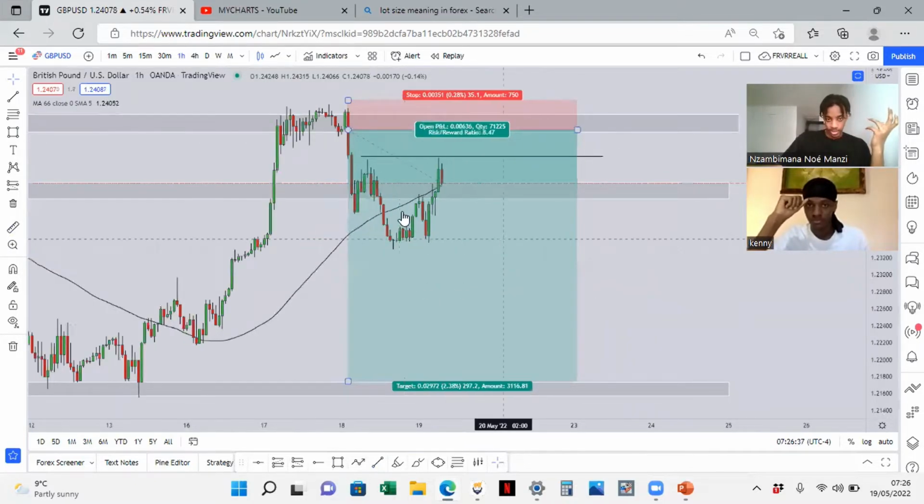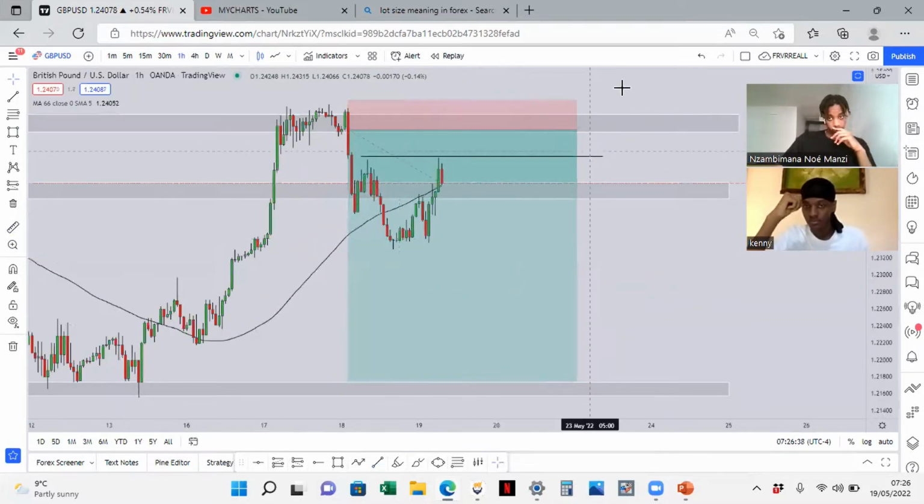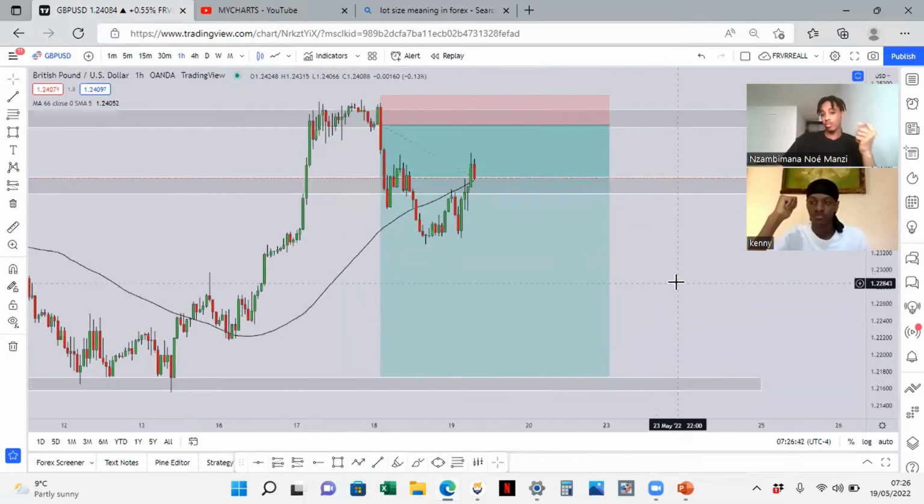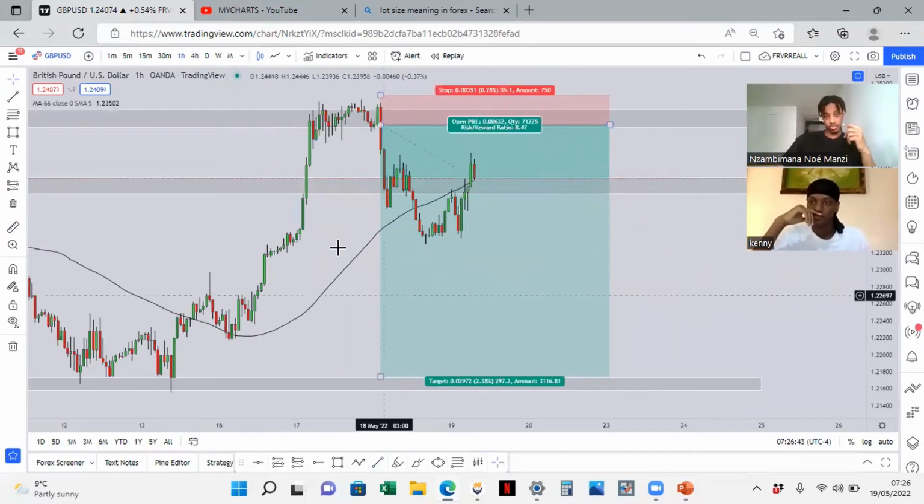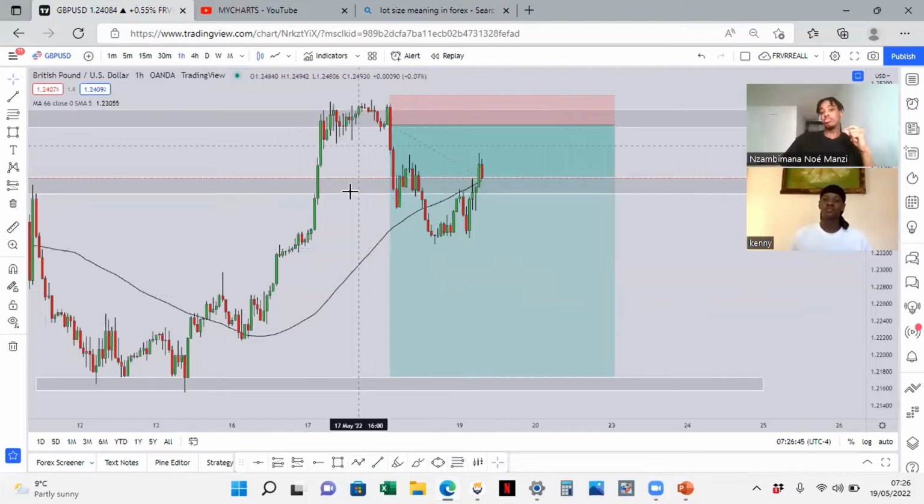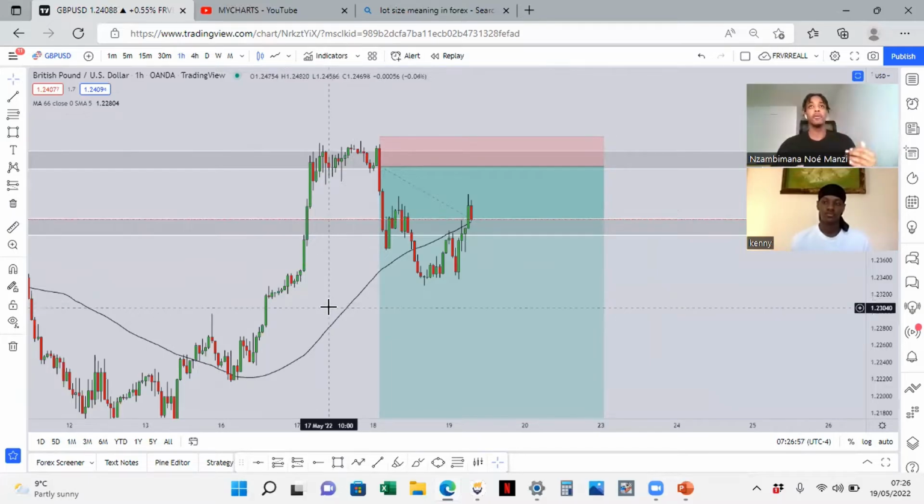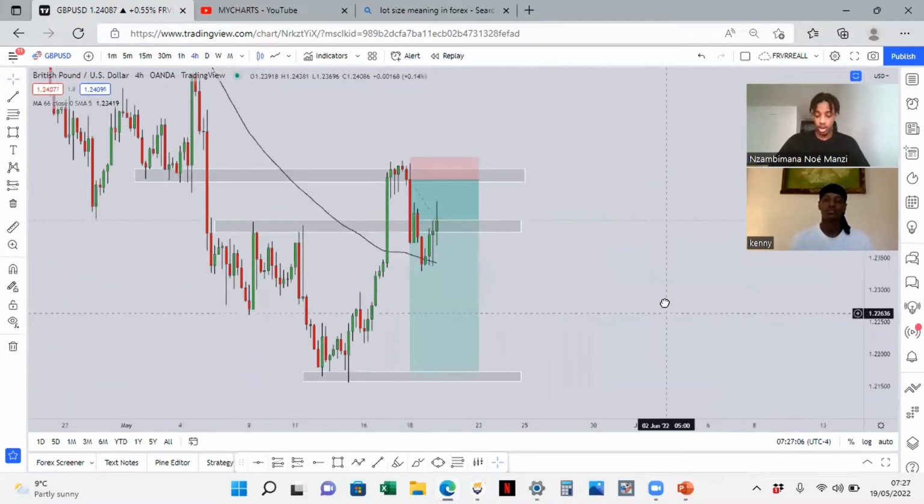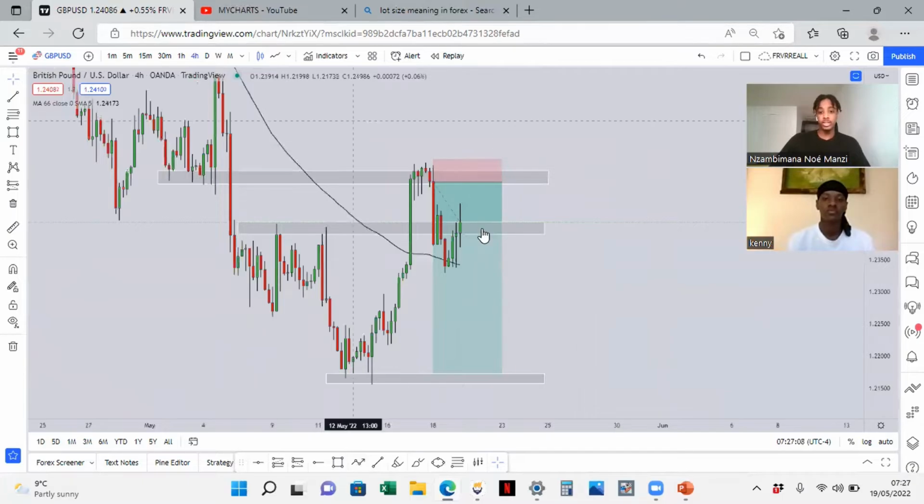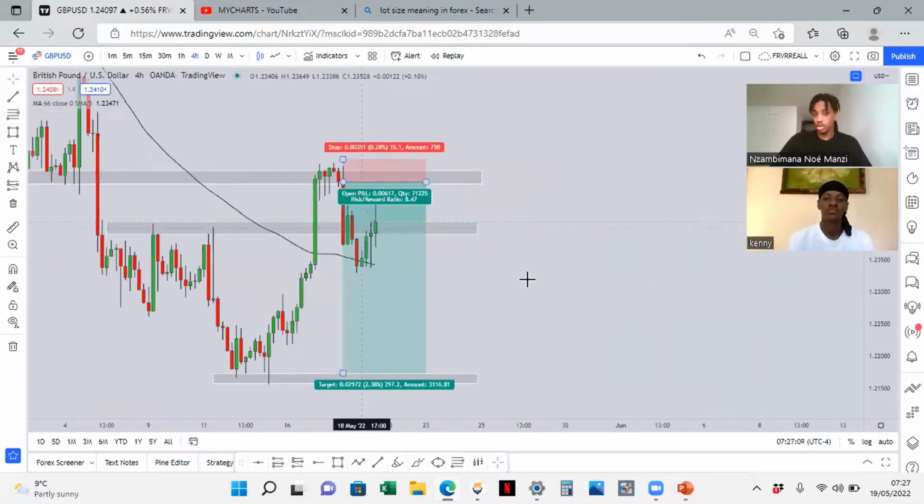For example, in this specific trade, I personally wouldn't move my stop loss. Why? Simply because price hasn't formed that much relevant structure for me to say that if price is to break this specific structure, then it wouldn't keep going in my direction. Price hasn't formed any major structure, as you can see on the higher time frame on the 4 hour, right? Price hasn't formed any structure.